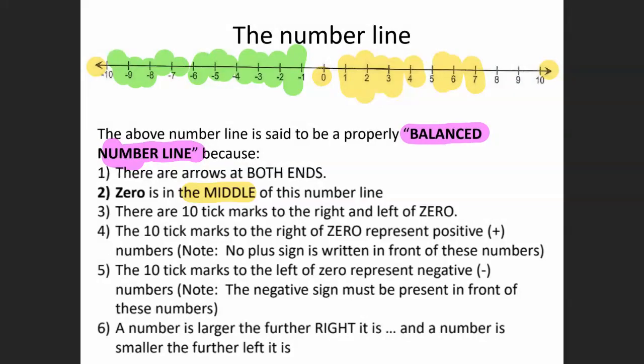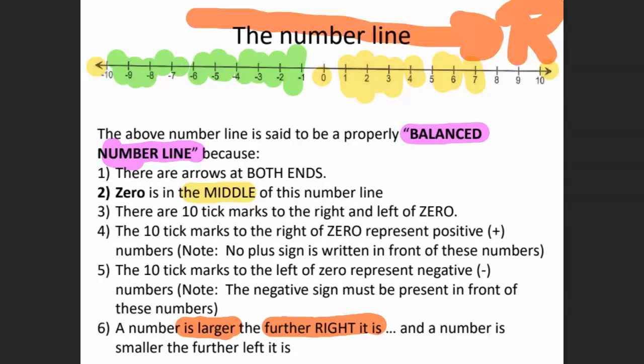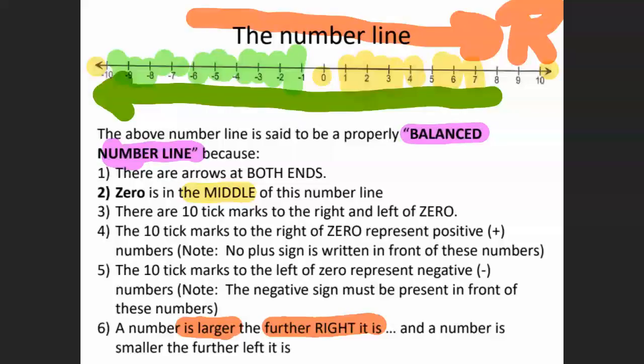And remember, a number is larger if it's further to the right on this number line, which means if I go right, the numbers over here on the right-hand side of the number line are bigger. If I go to the left, they get smaller.